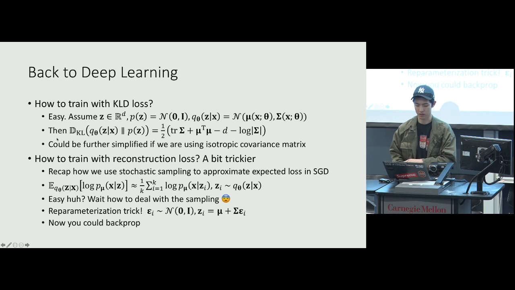So actually the KLD here boils down to a very simple form. So it's just this one. And if we further consider isotropic covariance matrix, it even gets simpler, because you can see that actually this trace here and the determinant here could be factorized if we consider an isotropic, a spherical covariance matrix. And also another thing is how we could train this with this reconstruction loss.